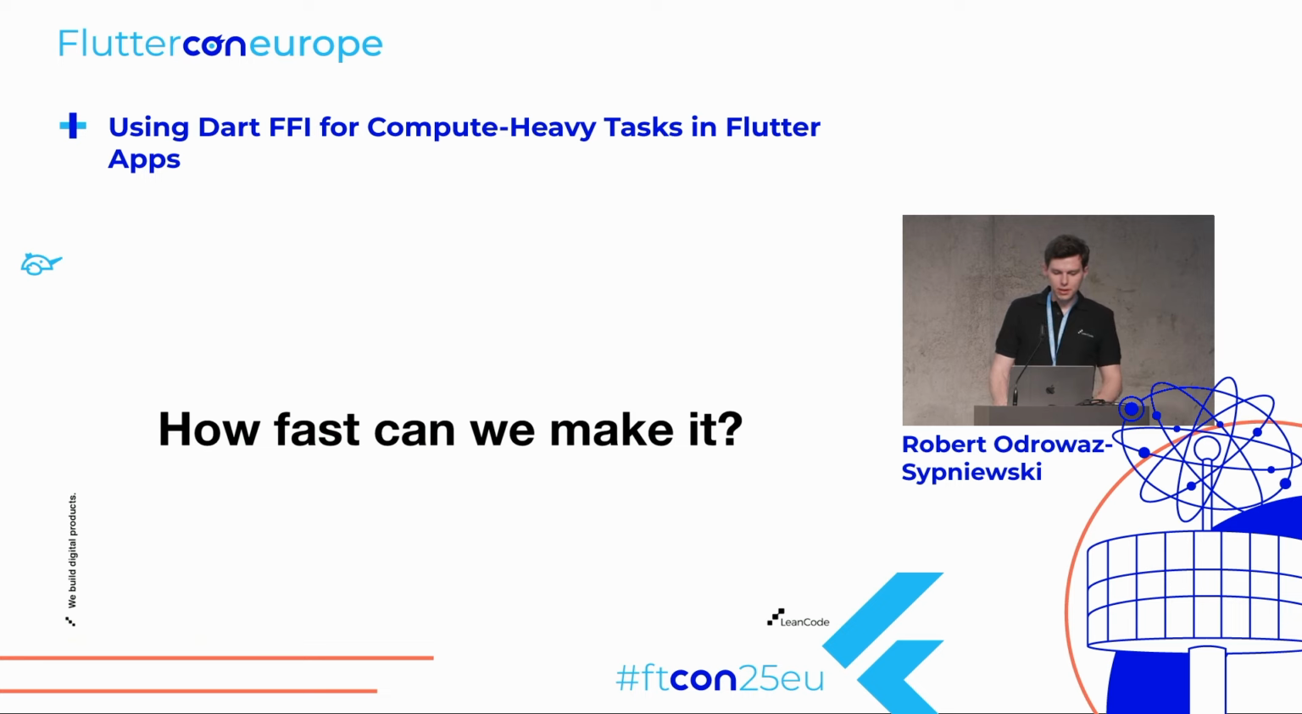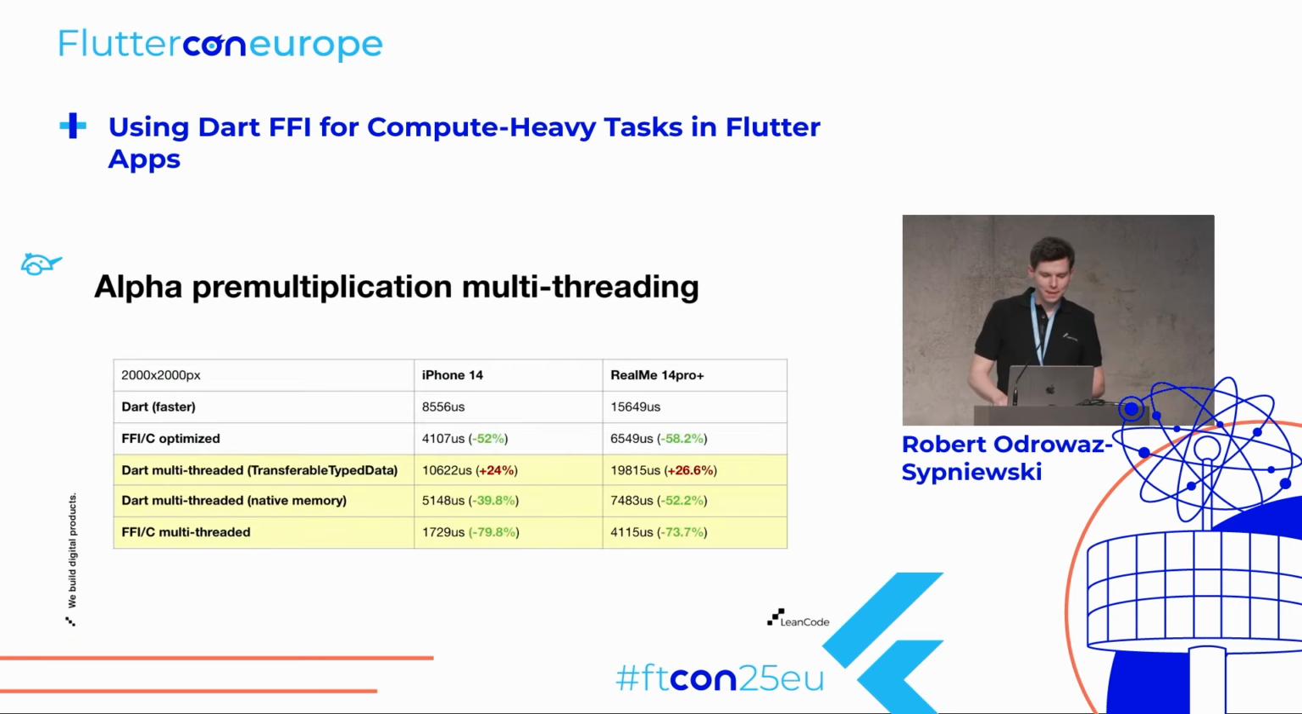Now the interesting part, how fast we can actually make it if we try. So first, we can obviously try multi-threading, and here we have two versions on Android. First with transferable typed data, and here across both platforms we are actually losing performance, because the overhead of moving data between threads is more expensive than the performance gain that we are getting by using those multiple threads. FYI, we are using 4 threads in all those examples.